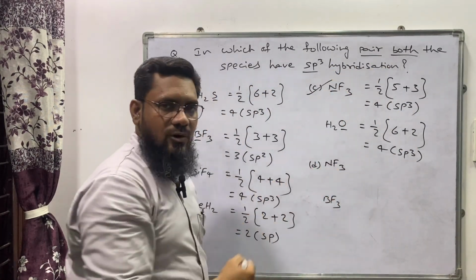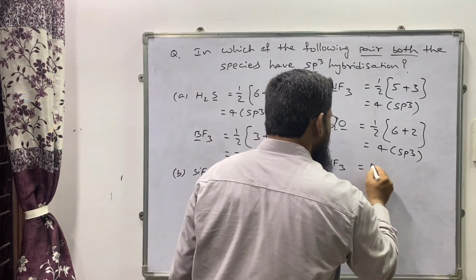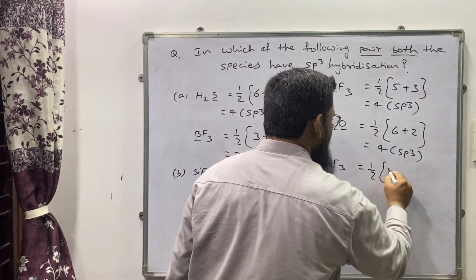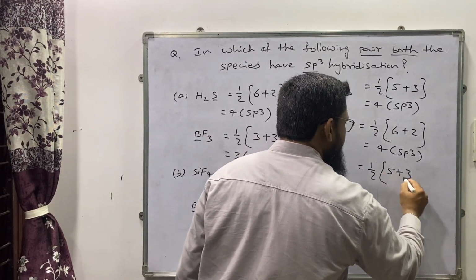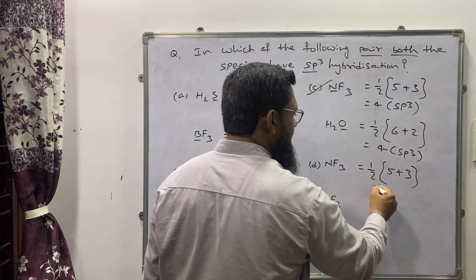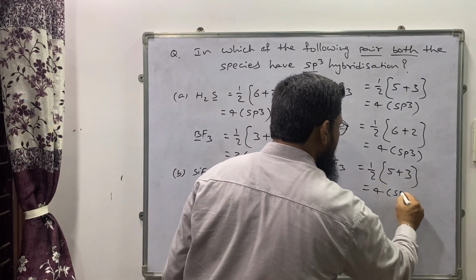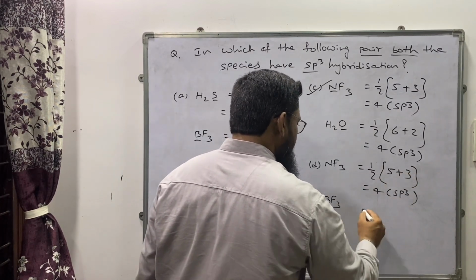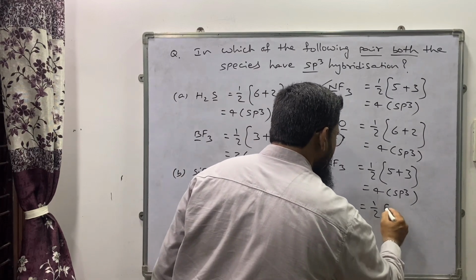Let's see why the other one is wrong. So it is half of. Nitrogen is having 5 valence electrons. Number of monovalent atoms are 3. So 5 plus 3, 8. 8 by 2 means 4. 4 is sp3. And if you take the BF3, here it is half of.